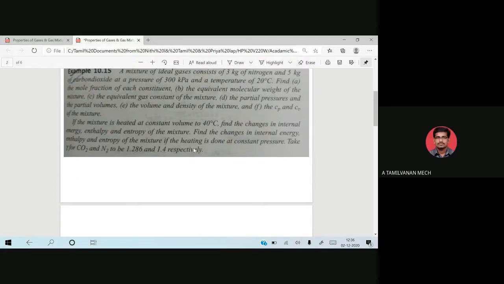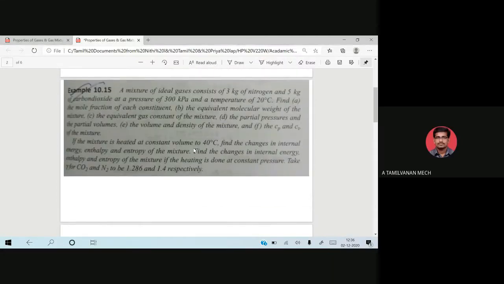Listen, in a problem, a mixture of ideal gas consists of 3 kg of nitrogen and 5 kg of carbon dioxide. These two species are available at a pressure of 300 kilopascal at a temperature of 20 degrees Celsius. So first you write the given data from the problem.